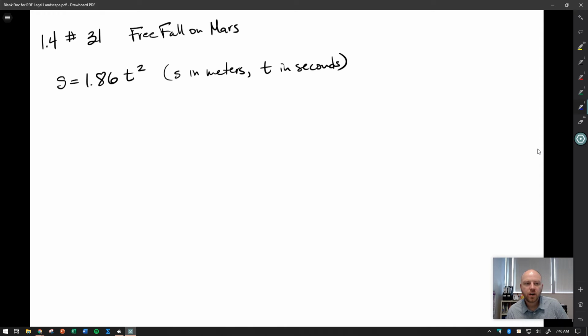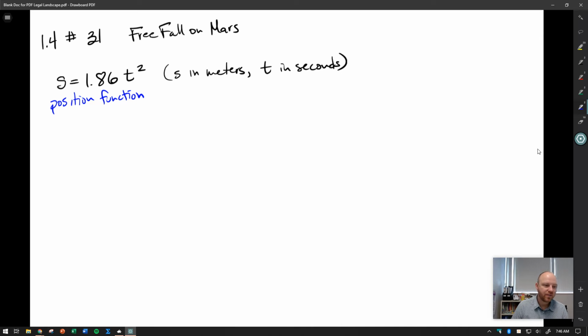Here's number 31 from 1.4. So we're talking about a free-falling object on Mars, and we are given the position function for a free-falling object. So I'm going to note that here. This is the position function. It is s equals 1.86 t squared, where s is labeled in meters and t is labeled in seconds.